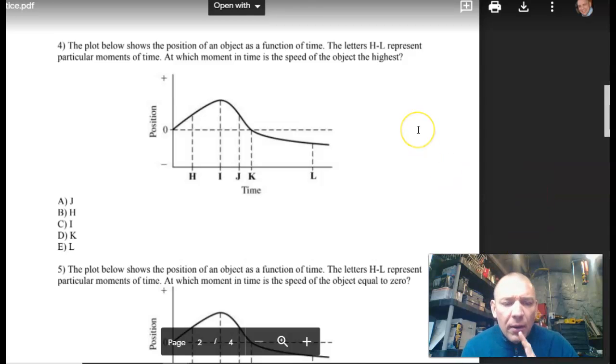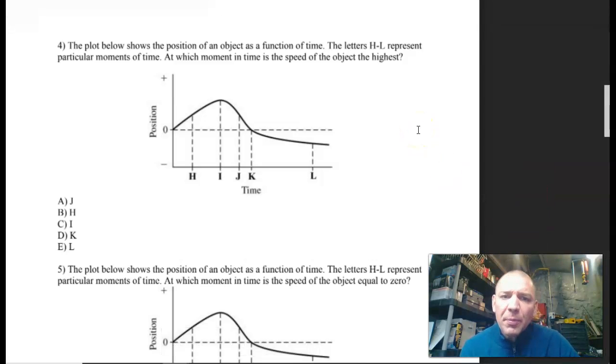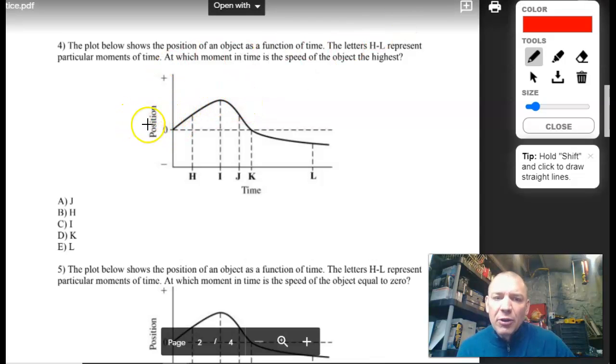Number 4, the plot below shows the position of an object as a function of time. Okay, so remember here, we always have to make sure about these graphs. This is position, get that in your head, it's where it is. The letters H through L represent particular moments of time. At which moment in time is the speed of the object the highest?